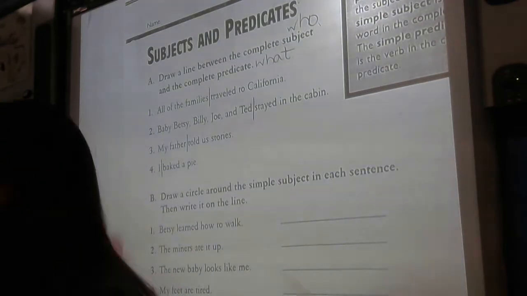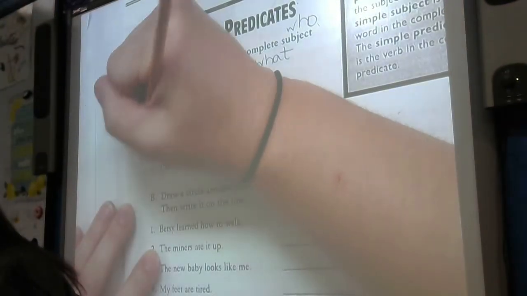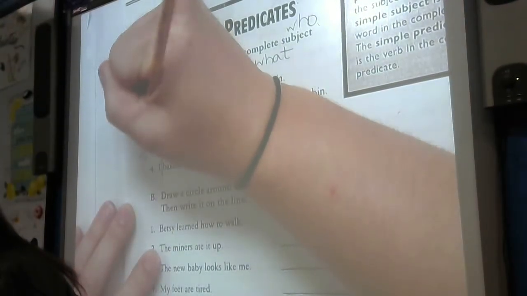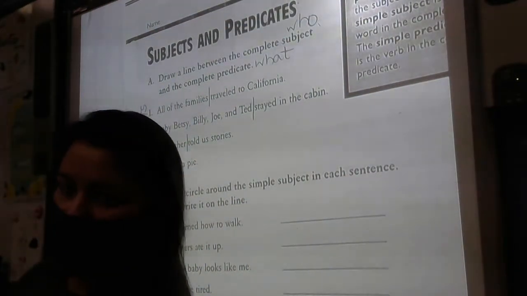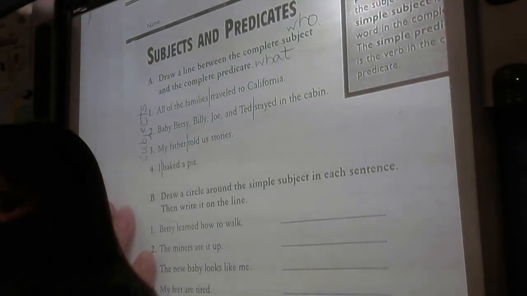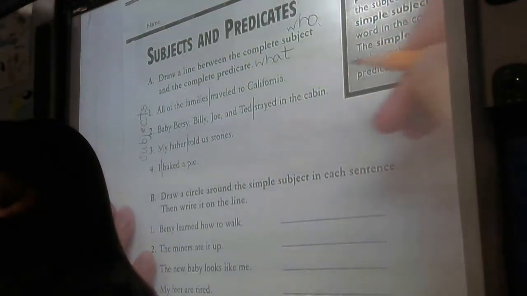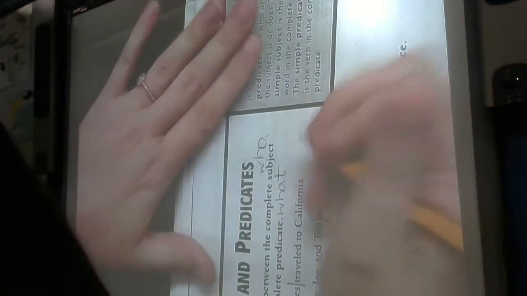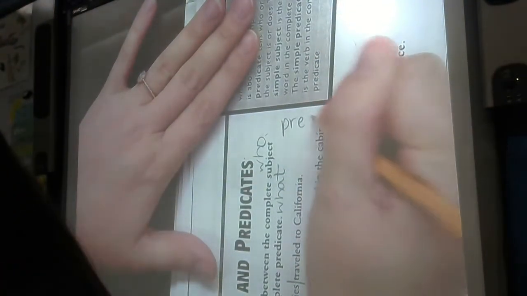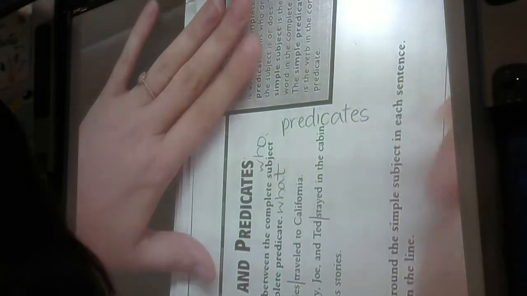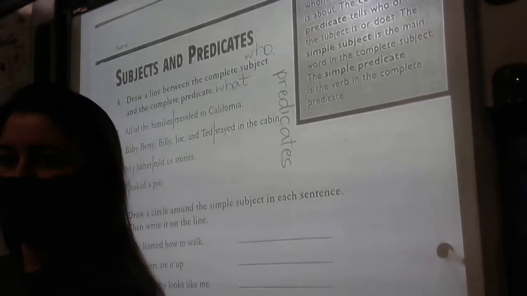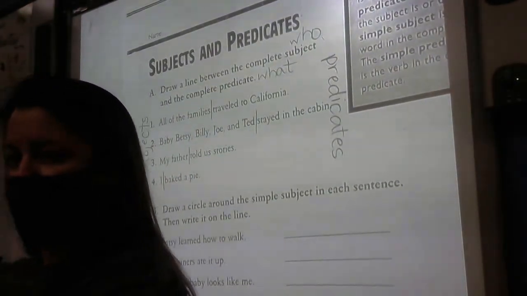So anything before this side, these are the subjects. And anything on this side are the predicates. If you're not sure how to spell it, it's the title. So the subject is who or what. The predicate is what they are doing.